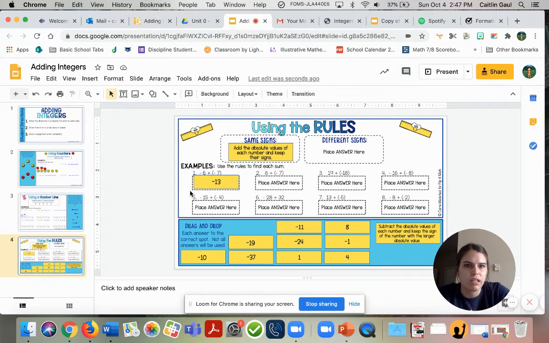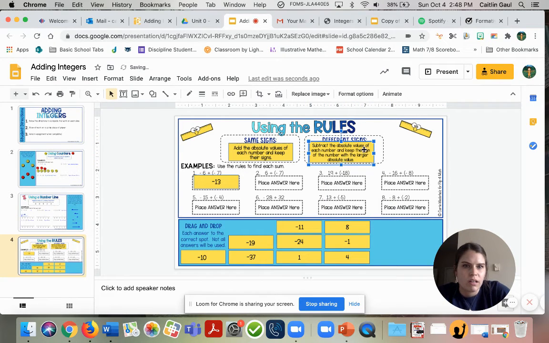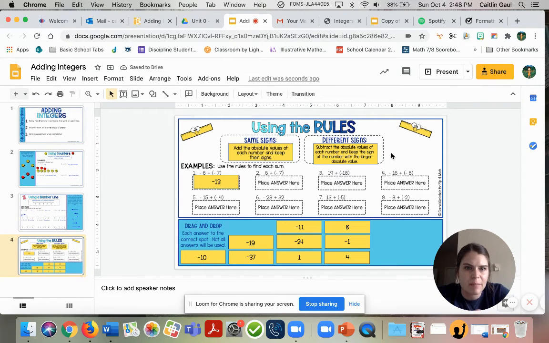It gets a little trickier if they are different signs, meaning a positive and a negative. Here's our rule for that. So I'm going to drag and drop it into the rule. And it says subtract the absolute values from each other and keep the sign of the number with the larger value.